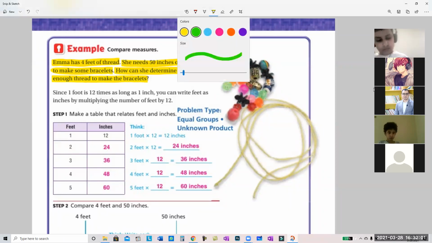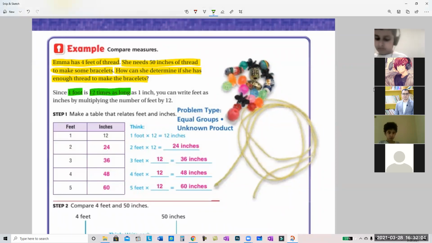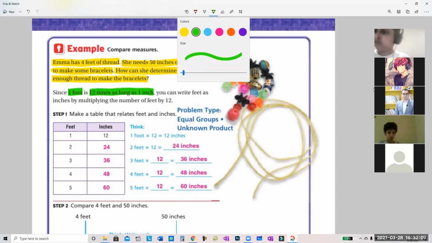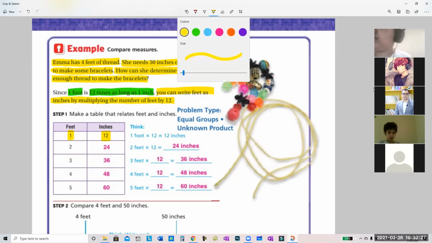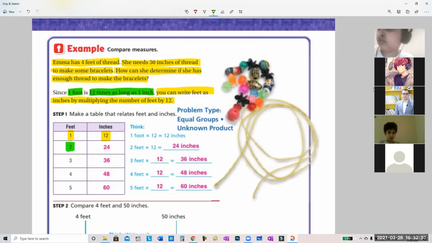Okay, so since 1 foot is 12 times as long as 1 inch, as we learned before on the previous page, you can write feet as inches by multiplying the number of feet by 12, right? As you see here in this table, we have 1 foot equals 12 inches. So what about 2 feet? If we have 2 feet, it equals 24. Why? We're going to multiply by 12. Excellent.